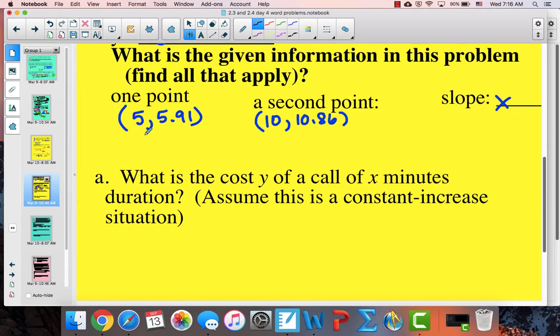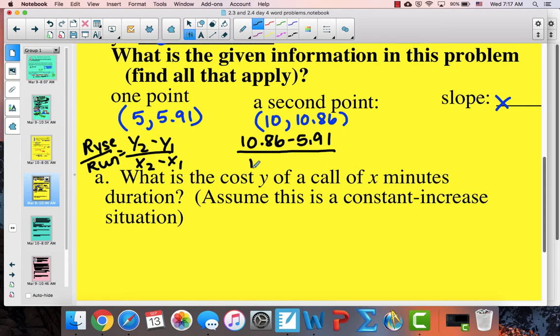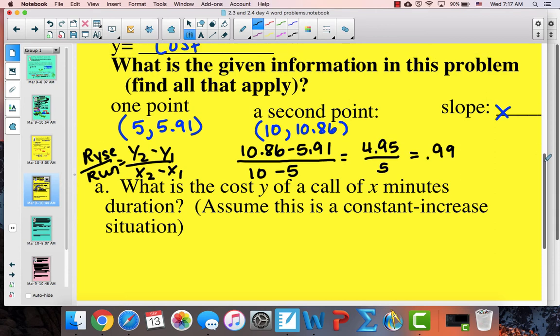We're going to do y2 minus y1 over x2 minus x1. Rise over run. Change in y over a change in x. So 10.86 minus 5.91 all over 10 minus 5. Which gives me 4.95 over 5, which is 0.99. All right, so that's telling me 99 cents per minute. That's how much I'm getting charged.